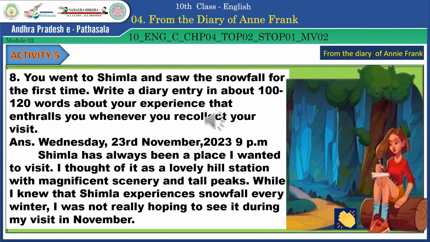Children, here is your activity. You went to Shimla and saw the snowfall for the first time. Write a diary entry in about 100 to 120 words about your experience that enthralls you whenever you recollect your visit.